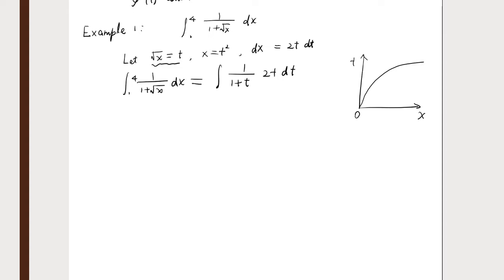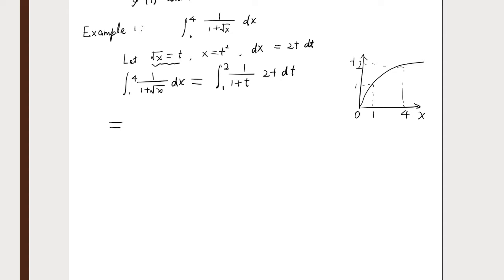So we understand that if the original range is for x between 1 and 4, the corresponding new range of t should be from 1 to 2. Yes, that's easy. So we can just put a 1 to 2 here. All right, let's continue. The rest will be kind of easy.